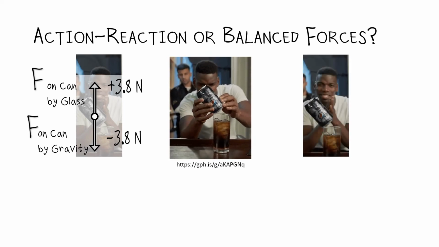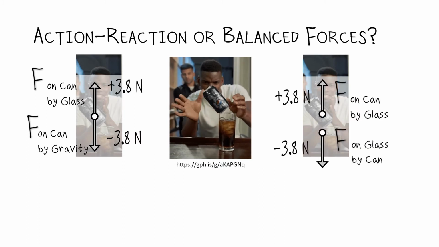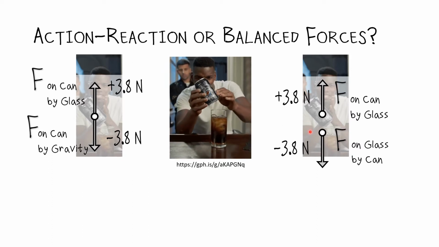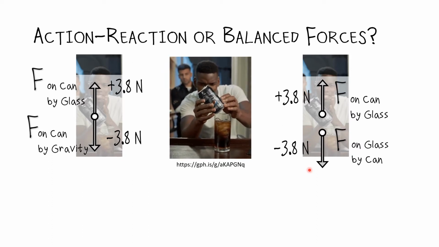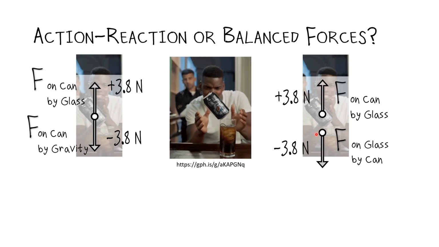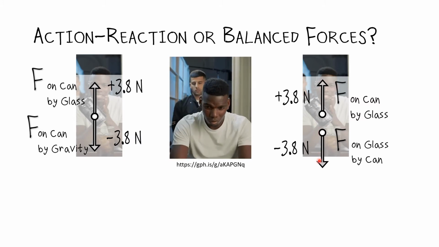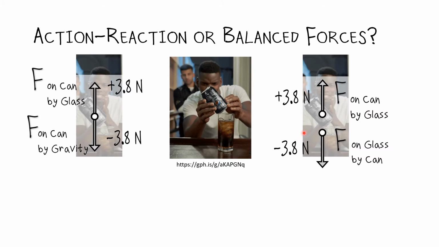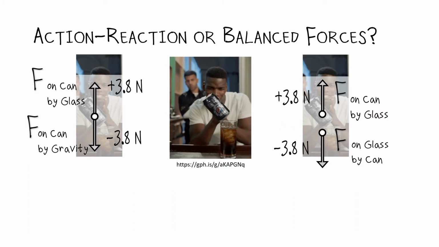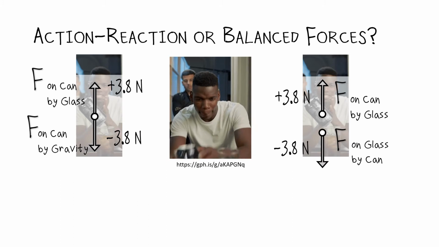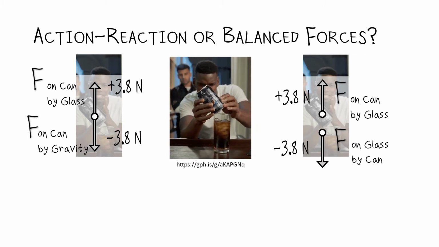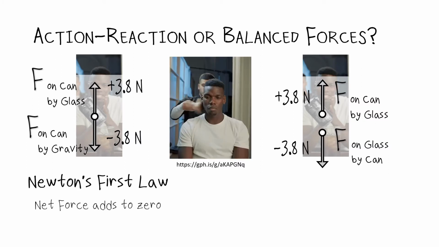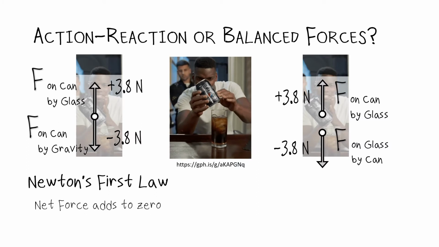Now we can take a look at the other side of the slide. In a very similar situation, we've got a force acting up on the can from the drinking glass and a force acting down on the glass from the can. Again, there's one force up, one force down. They're the same in magnitude as each other on each side, in opposite directions, just like the other side. So these again look very, very similar to each other. One of these is an example of Newton's first law, and one of these is an example of Newton's third law. The one on the left is Newton's first law. The argument here is that these are balanced forces.